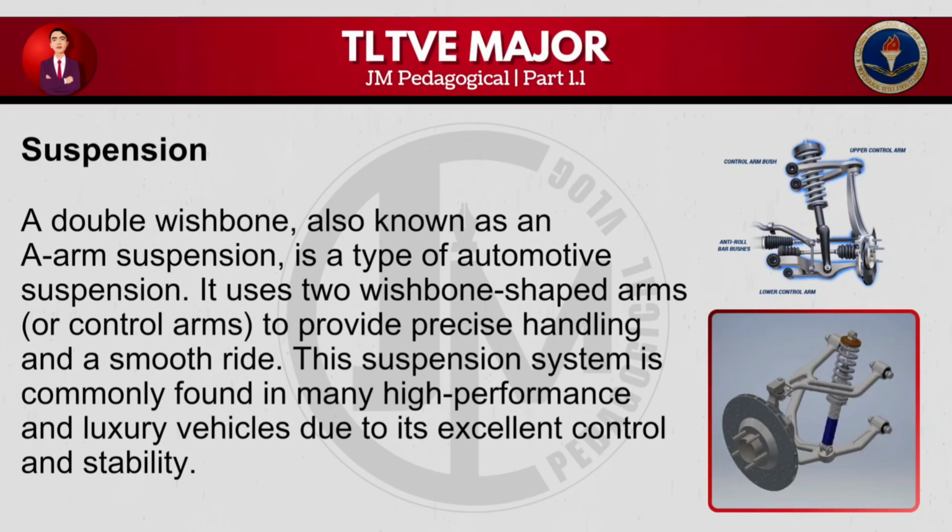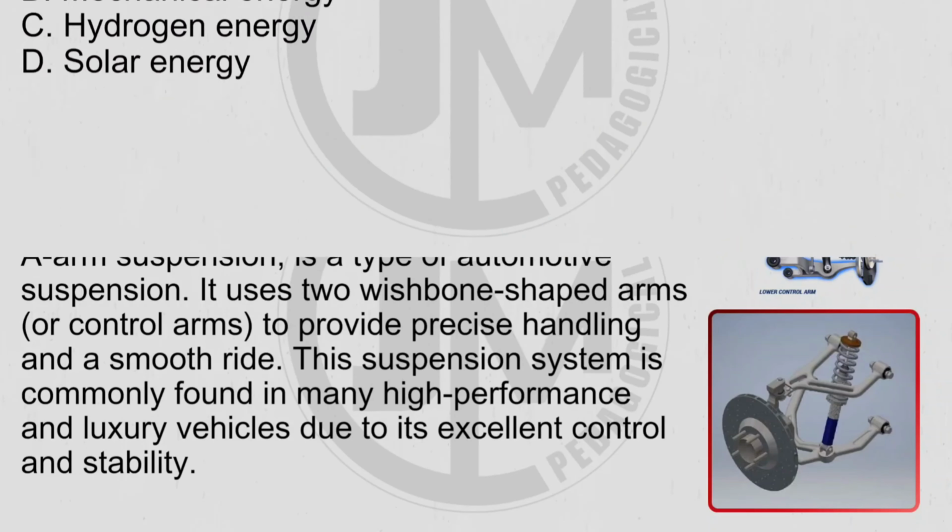A double wishbone, also known as an A-arm suspension, is a type of automotive suspension. It uses 2 wishbone-shaped arms or control arms to provide precise handling and a smooth ride. This suspension system is commonly found in many high-performance and luxury vehicles due to its excellent control and stability.